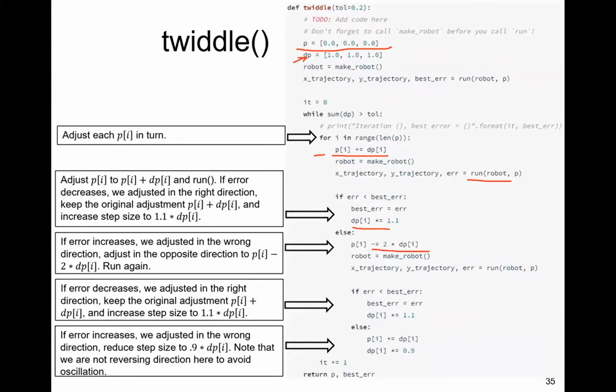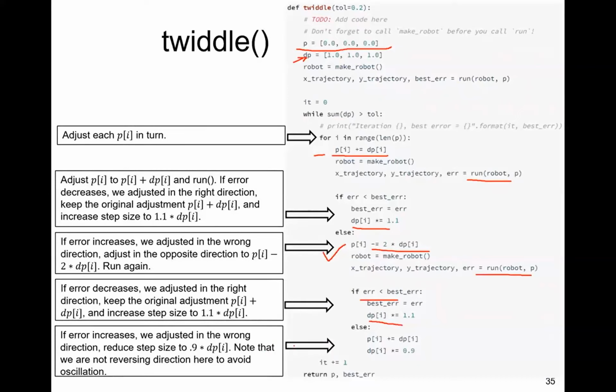Yeah. So let's continue. Now, at this point, we realize that we adjusted in the wrong direction. We have reversed directions. Now what? Okay, now we run the robot again and get an error term. If the error decreases, it means that the reverse direction is okay. We are in the right direction. So we keep the error as best error and again, increment the step size. Otherwise, we are in the wrong direction. Now what do we do?